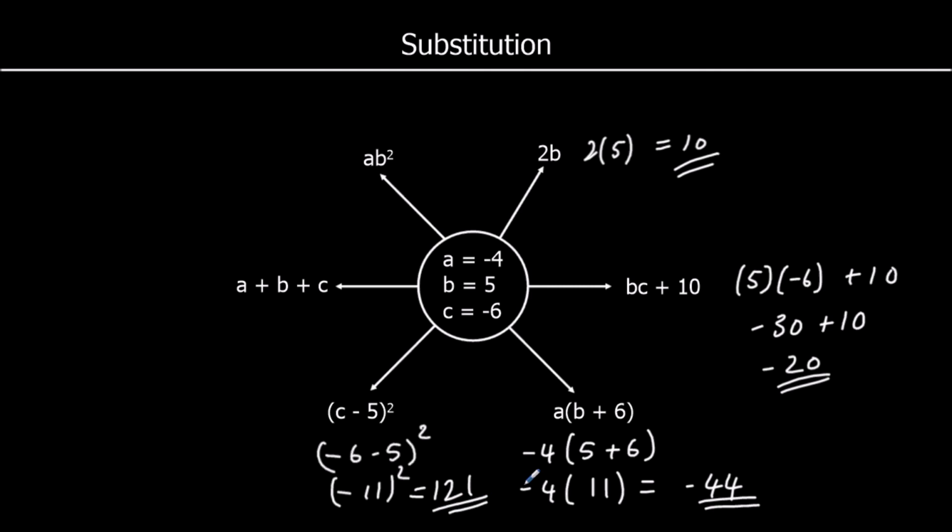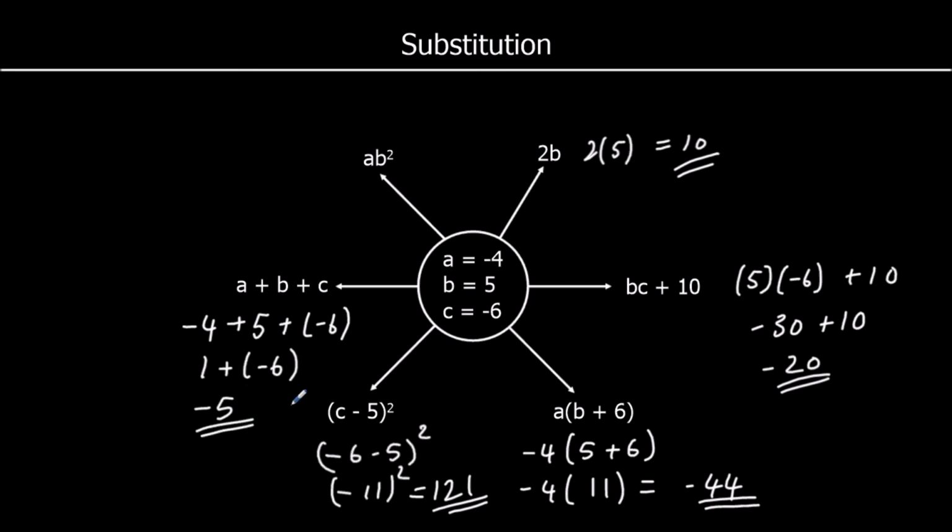a plus b plus c is going to become -4 plus 5 plus -6. -4 plus 5 is 1. So it's 1 plus a -6. When we plus a negative, we take away. So 1 take away 6 is -5.